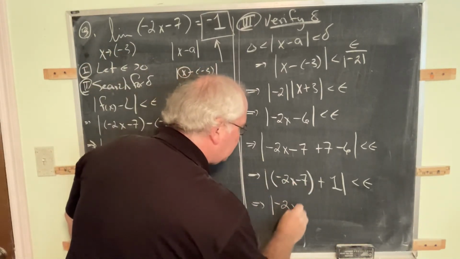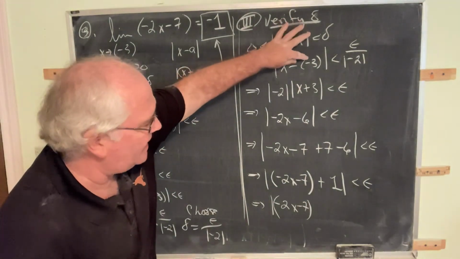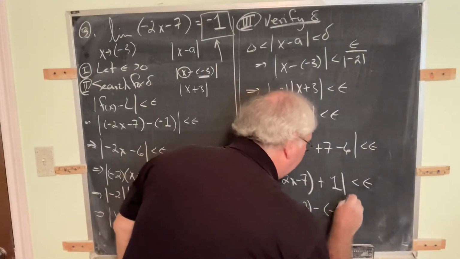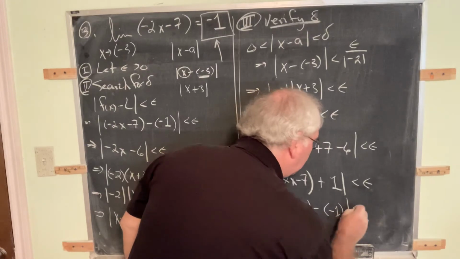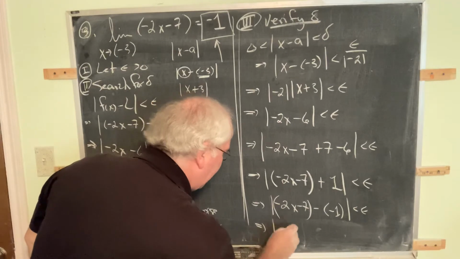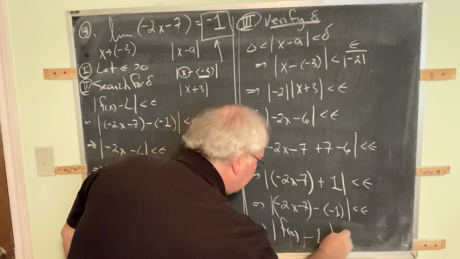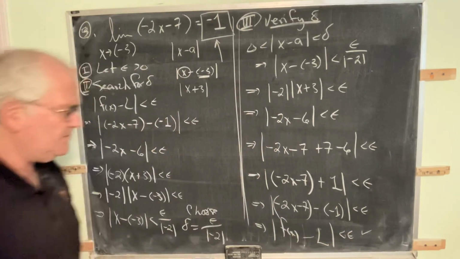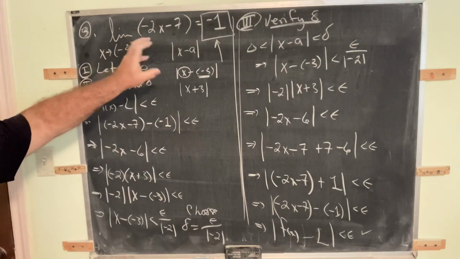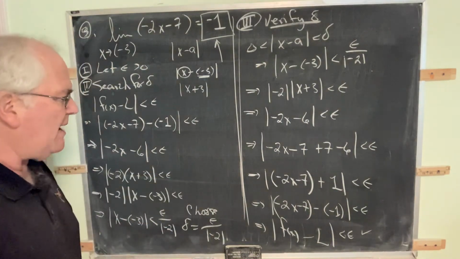This is negative 2x minus 7. Just like we took care of the plus 3 as minus negative 3 here, we're going to do the same thing here. Write this as minus negative 1. And now we have it explicitly written. This is absolute value of f(x) minus L is less than epsilon, and the proof is finished. So be very careful, very cautious with the negative signs. If it's going to trip something up, that is likely to be it. So be very cautious about how you work this out.